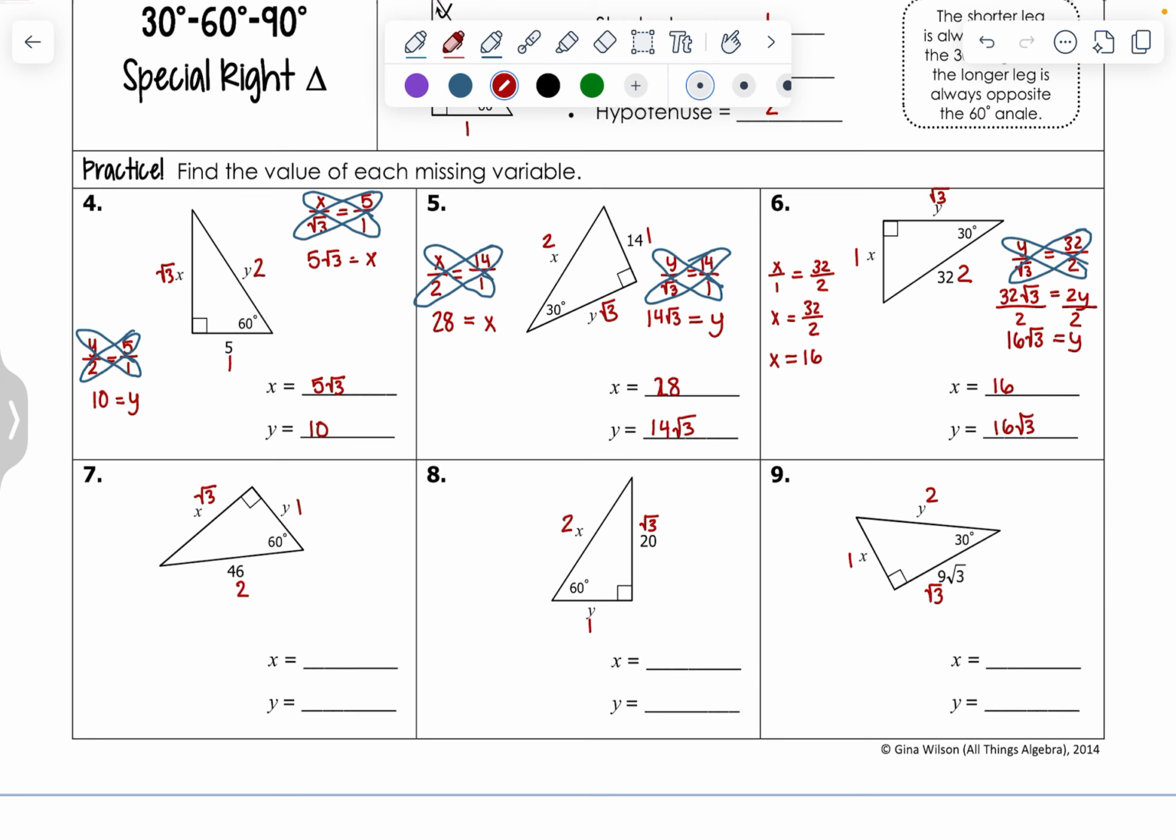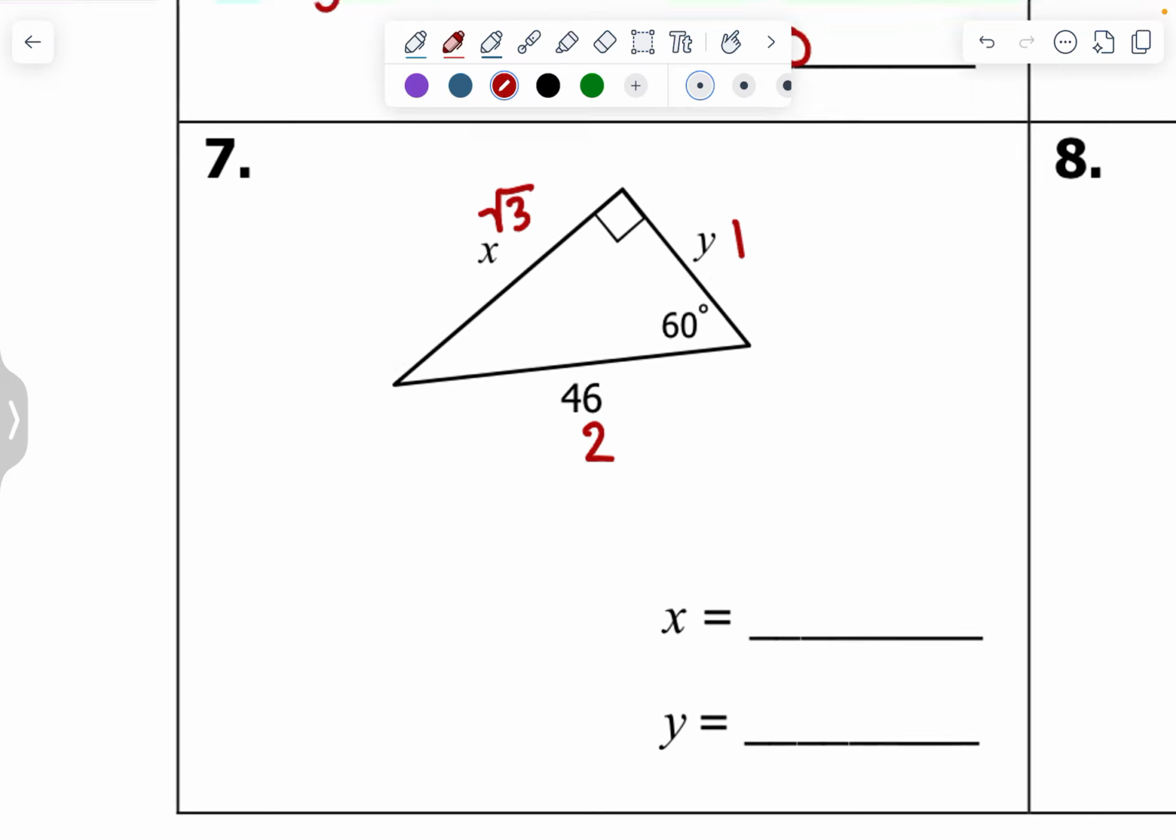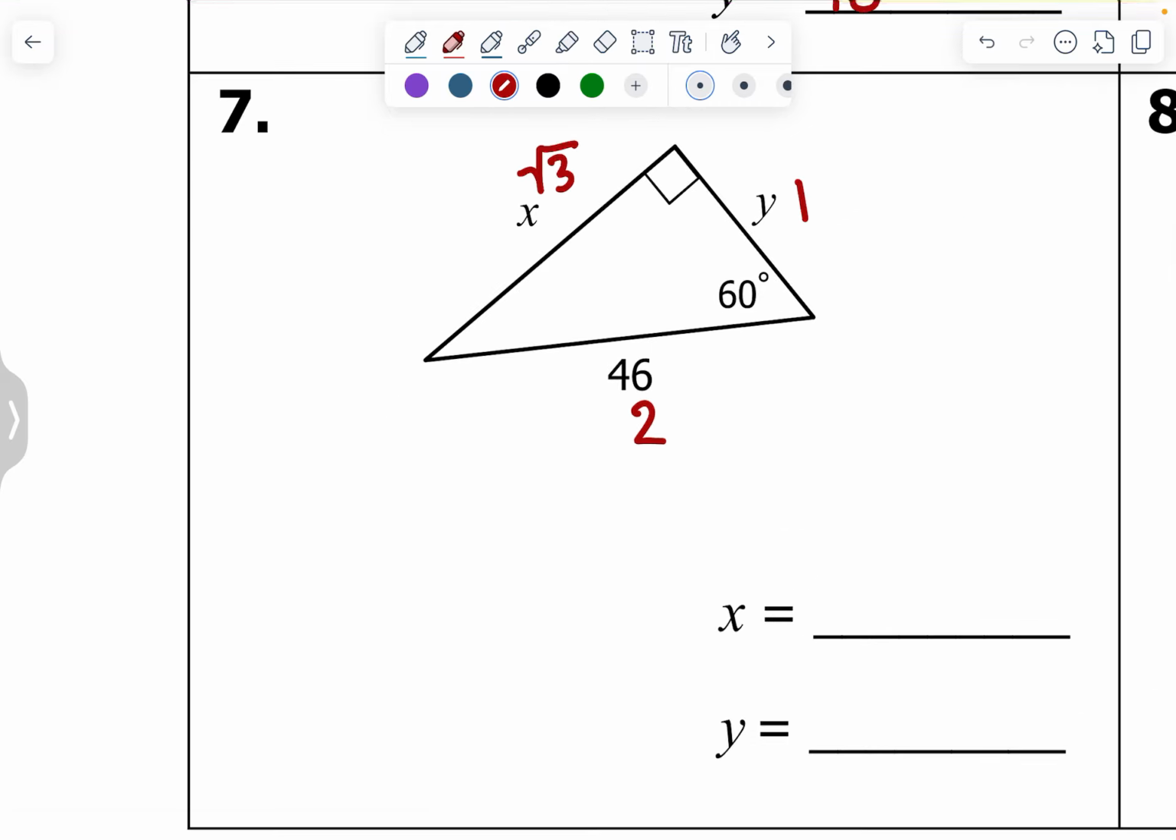All right, on number 7, let's find x first. And so to find the value of each missing variable, we must set up a proportion and solve. How do we set up our proportion? It goes missing side over rule equals given side over rule. So what is our rule with x? Our rule with x is radical 3. Our rule with our given side is 2.